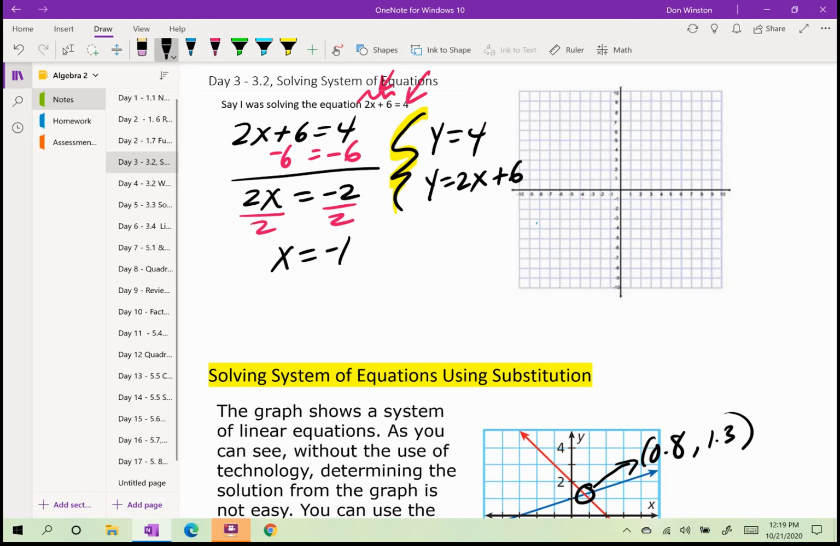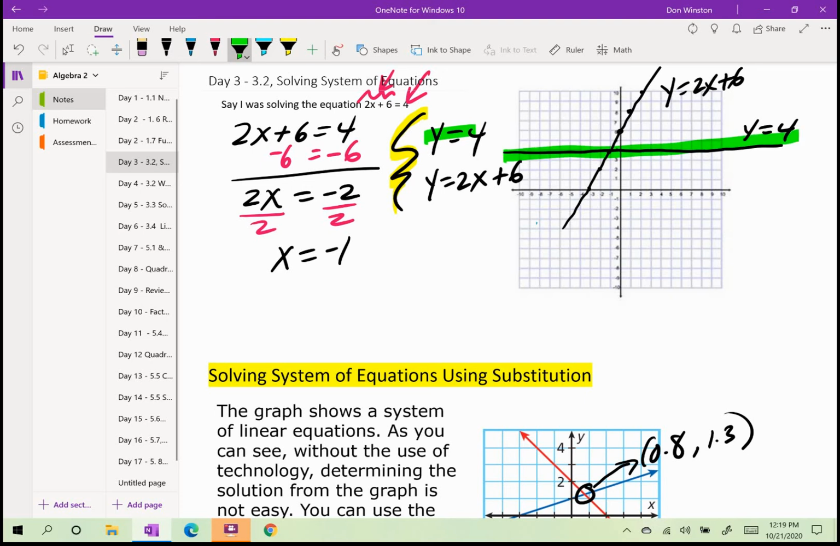If I were to graph those out, y is equal to 4 is just a horizontal line. And then y is equal to 2x plus 6. My y-intercept is 6. I start at my y-intercept, which is 6. And my slope tells me to go up 2 and over 1, and up 2 and over 1. Or I can go down 2 and over 1 and then down 2 and over 1 and down 2 and over 1. And then I can draw my line here. So that's the equation y is equal to 2x plus 6. So I have a system of two equations. One is y is equal to 4. That's that line. The other one is y is equal to 2x plus 6.